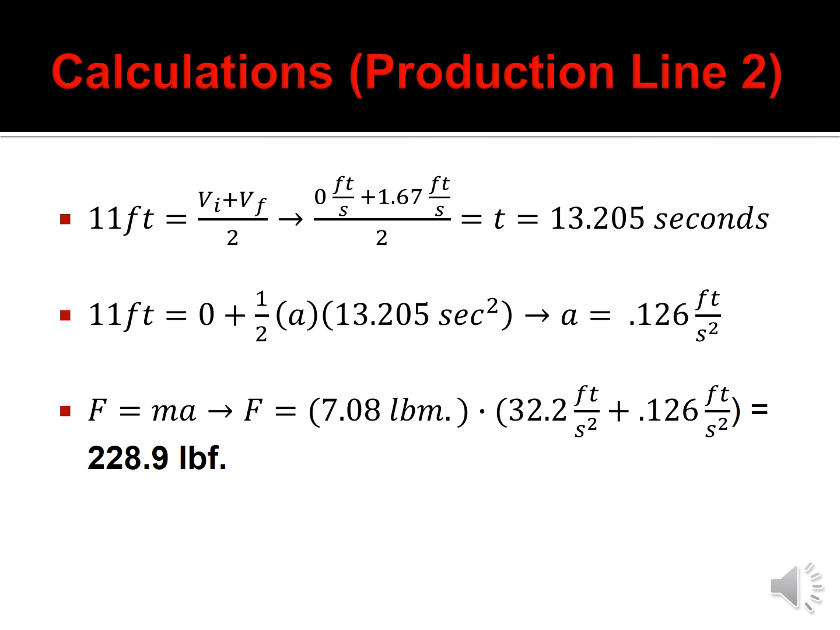For production line 2, our calculations remain the same. However, we subbed in 1.67 for our final velocity instead of the other 3.33 to find a time of 13.205 seconds. Using this time, we found an acceleration of 1.26 feet per second squared. Using this acceleration, again combining with gravity acceleration and the newly found pound mass of the second production line lift assist, we had a total pound force of 228.9.